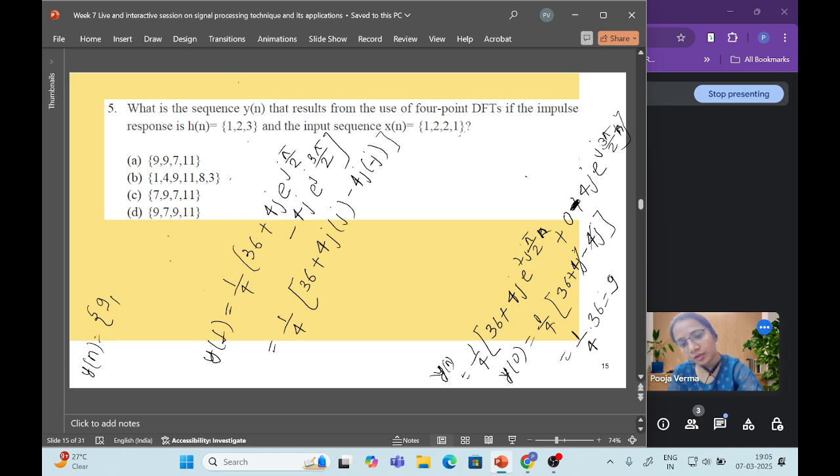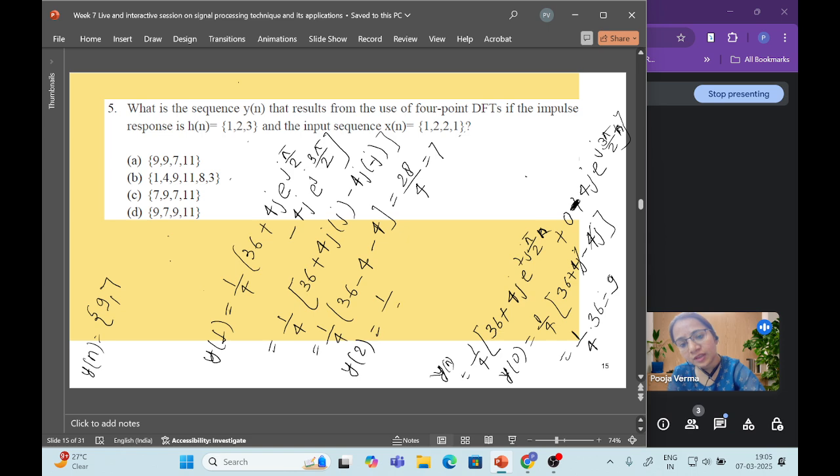Okay. So if you further do that, you will get 36. Here j square is minus 1, so minus 4. Here also, minus minus plus, again j square is minus 1, so plus 4. So you will get 28 divided by 4. So you will get 7, right? Yeah, 7. Now similarly, you have to calculate y of 2, just putting n equal to 2.